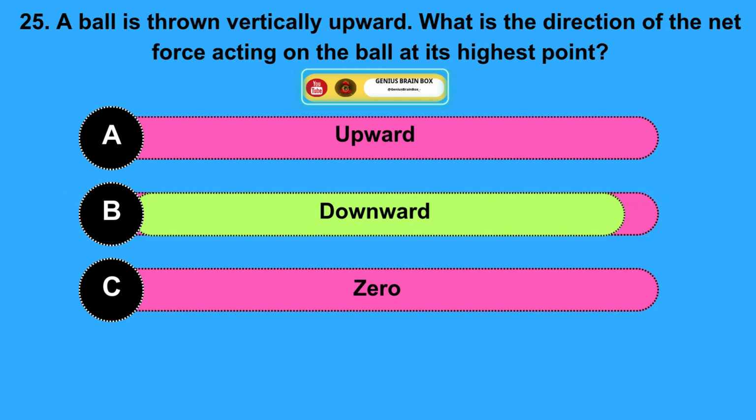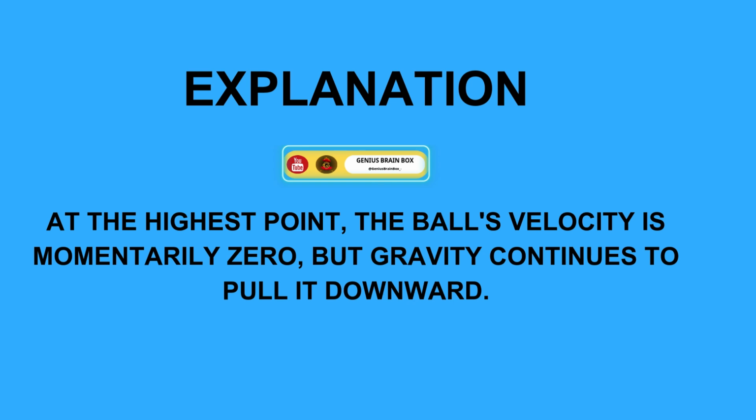Correct answer is B. Explanation is, at the highest point, the ball's velocity is momentarily 0, but gravity continues to pull it downward.